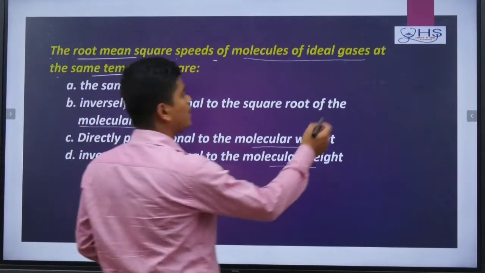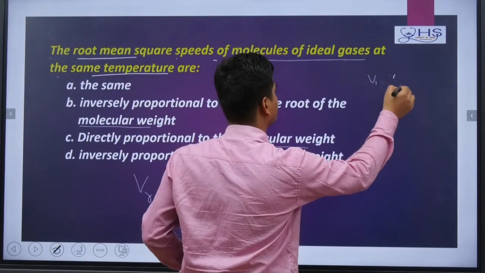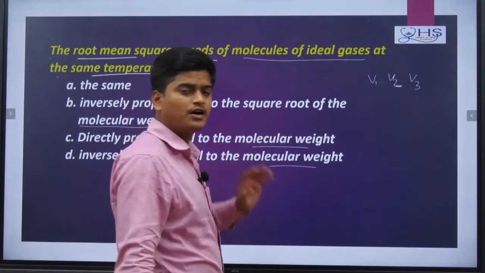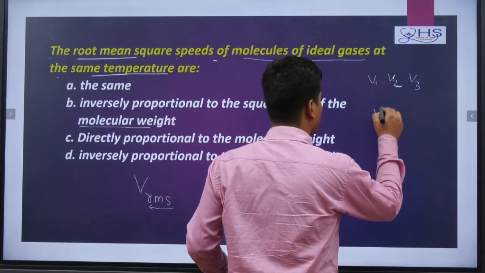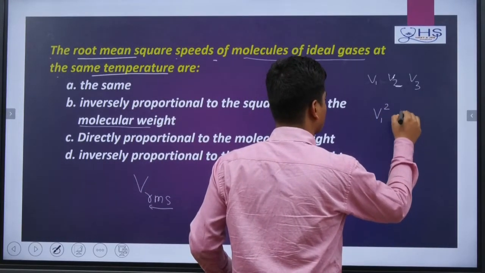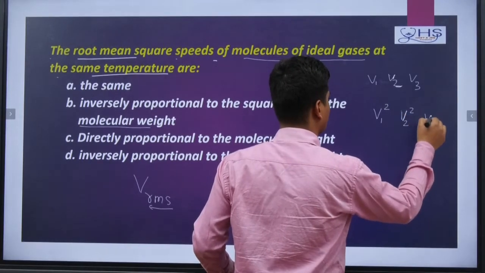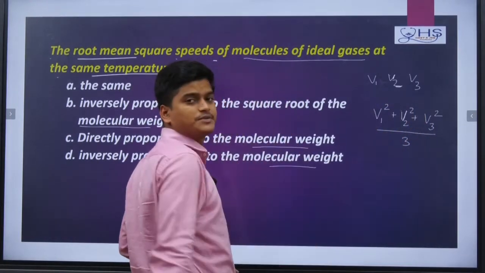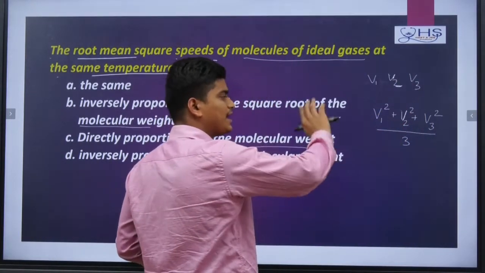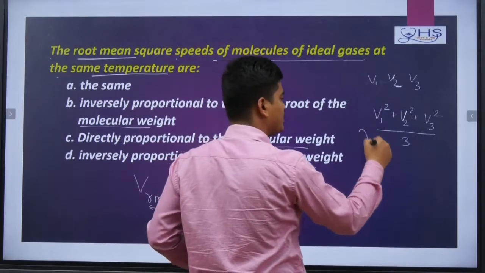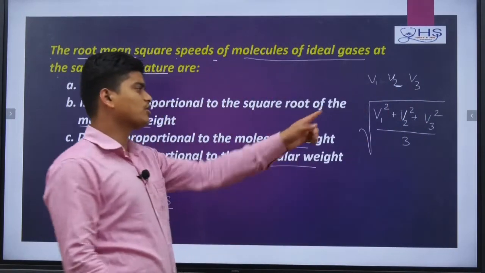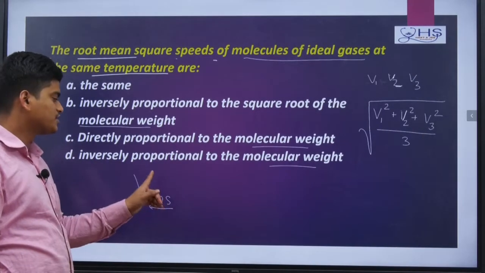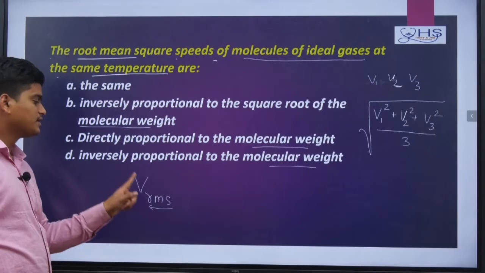Suppose there are 3 gas molecules having velocities V1, V2, V3. First you do V1 square, V2 square, V3 square, then add them and divide by 3. So this is the average. So first you took the square, then the average, then take the root. This is nothing but root mean square velocity. Or you can write: first take square, then take mean, then take root.